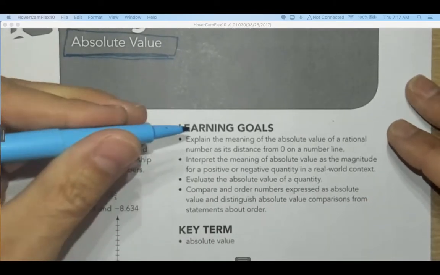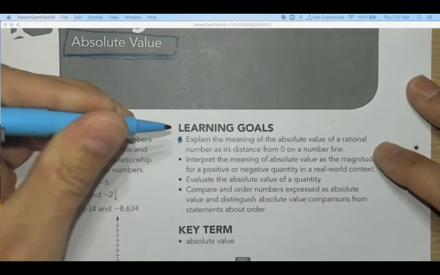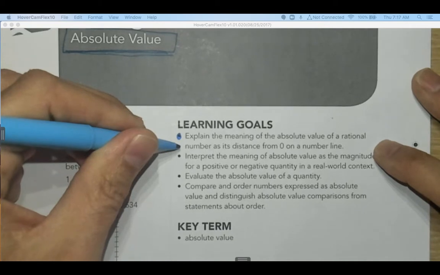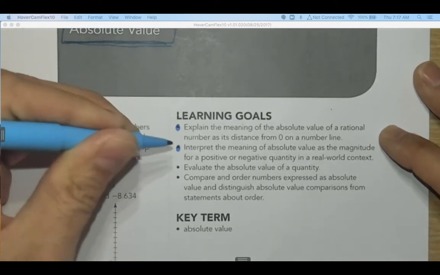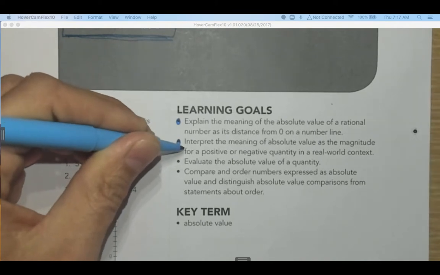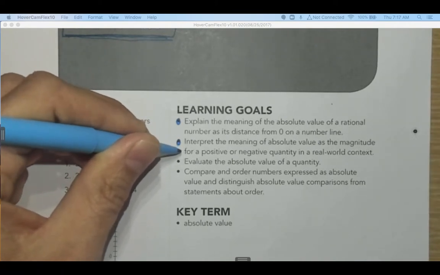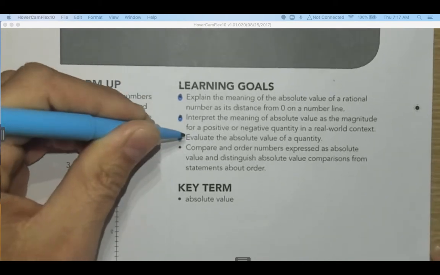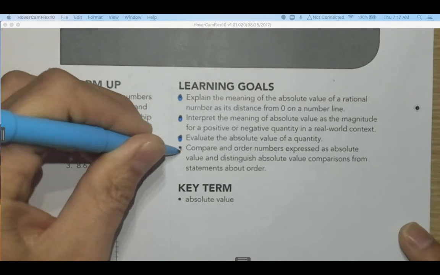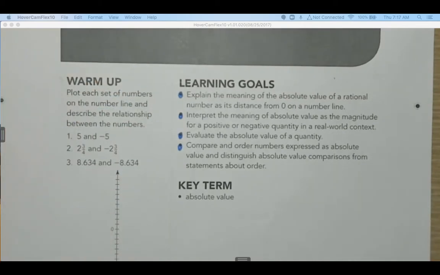Learning goals: 1. Explain the meaning of the absolute value of a rational number as its distance from zero on a number line. 2. Interpret the meaning of absolute value as the magnitude for a positive or negative quantity in a real-world context. 3. Evaluate the absolute value of a quantity. And 4. Compare and order numbers expressed as absolute value and distinguish absolute value comparisons from statements about order.